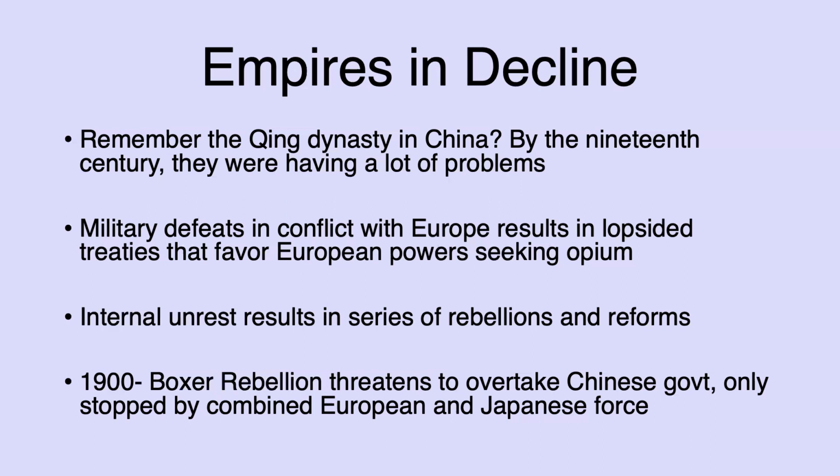In particular, in 1900, the Boxer Rebellion threatens to overtake the Chinese government, and it's really only stopped by a combined European and Japanese force. So you can see in China as well, we've got the Ottoman Empire, we've got Russia unstable, and we've got China as well facing a number of rebellions. So while industrialization is really boosting the economy in Western Europe and the Americas, in the eastern side of the world, in Asia, and Eastern Europe, it is quite a different story.